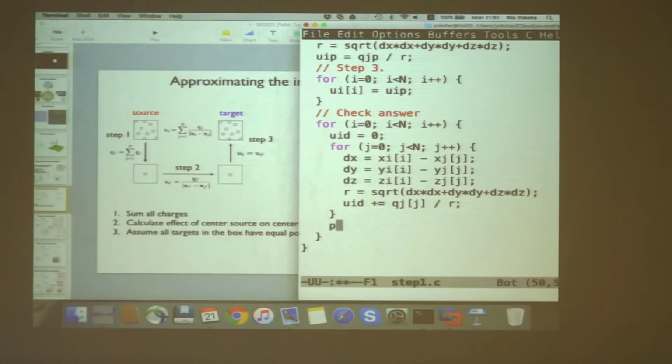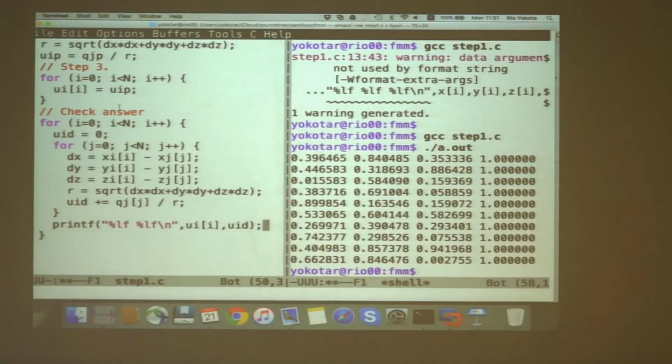So now let's do a print and see how close these two numbers are. I'm going to print UI that we calculated through the 3-step procedure, and compare that with the UID that we just calculated with the direct summation of the original equation. So these should be the same number. I'm going to keep showing this screen so that you can see, but I'm going to now compile on this side and see what happens.